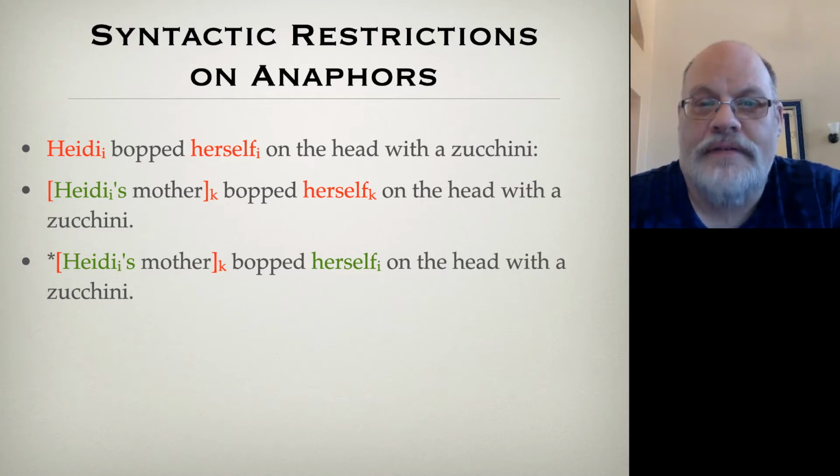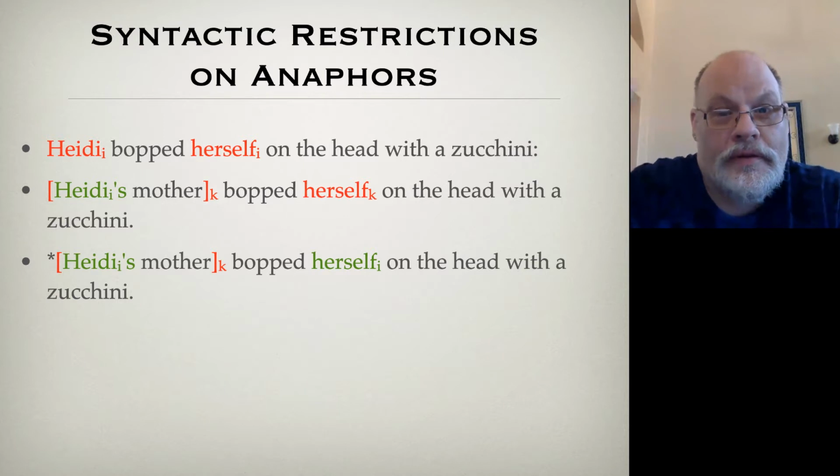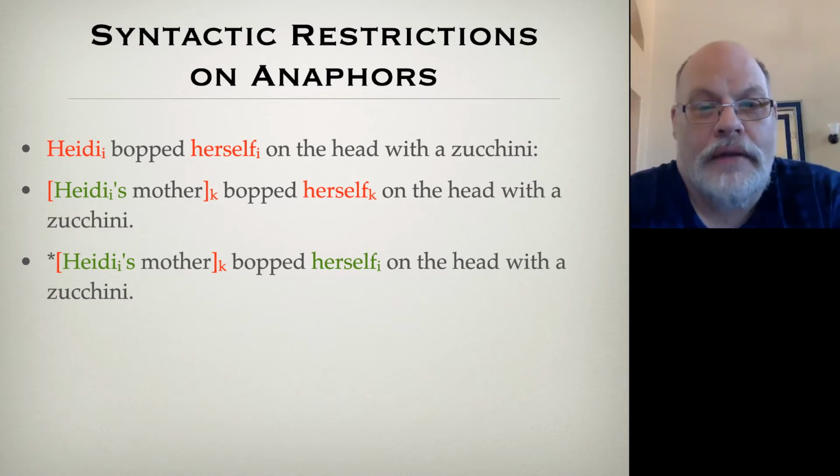But that's not a sufficient condition. Because let's take the sentence, Heidi's mother bopped herself on the head with a zucchini. If you think about the meaning of this expression, the person who bopped themselves on the head with the zucchini is not Heidi. It's Heidi's mother, right? So Heidi's mother is the one who's using the zucchini to hit herself on the head. Heidi is not a possible interpretation of this anaphor.